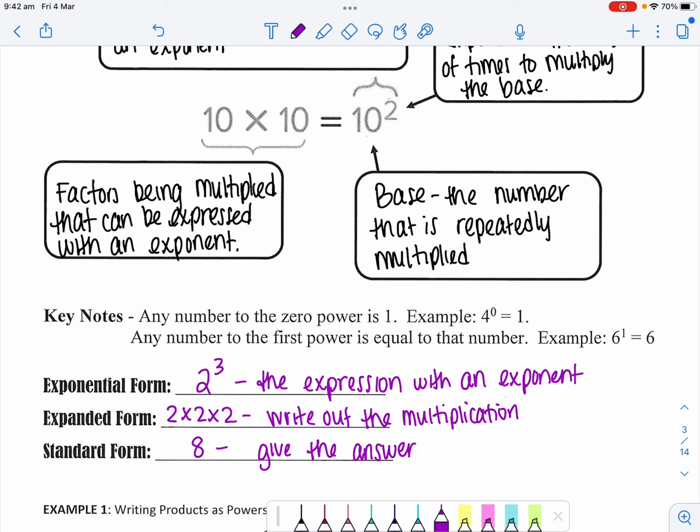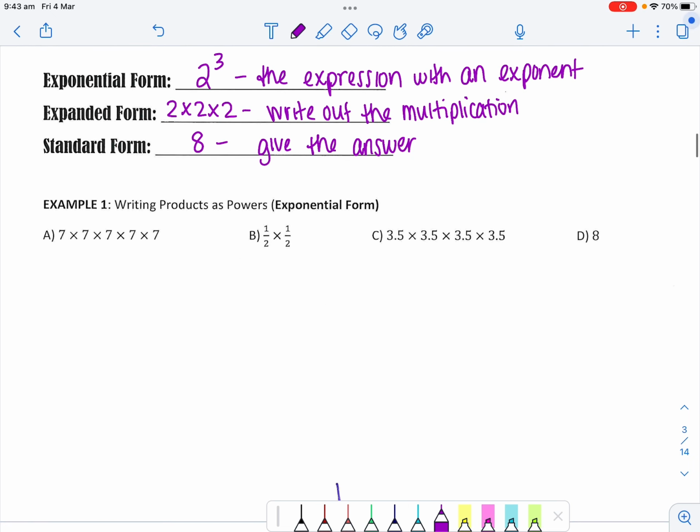So as we go through exponents and we go forward with exponents, we're going to be talking about how to write things in exponential form. And then when we are simplifying expressions with exponents, we are going to write them in expanded form and then standard form. So example 1 says writing products as powers. So I'm going to write each of these things as a base with an exponent. So first I need to count the number of times that I'm multiplying each base together, and then I'm going to use that as my exponent.